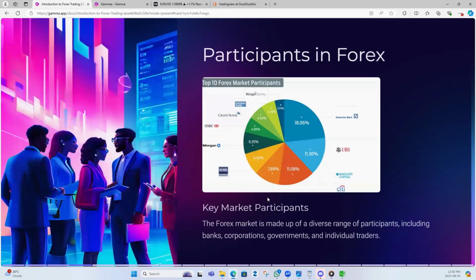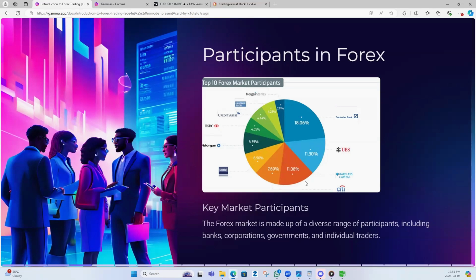There are participants in this market. They are key players basically. They are banks, which are the market movers. They are governments, financial institutions, corporations, and traders in the forex market. And you can see the size of these big players.